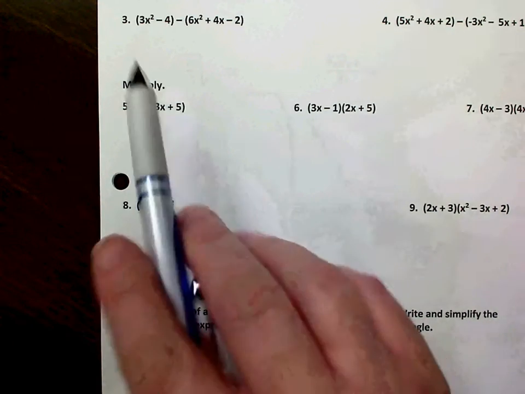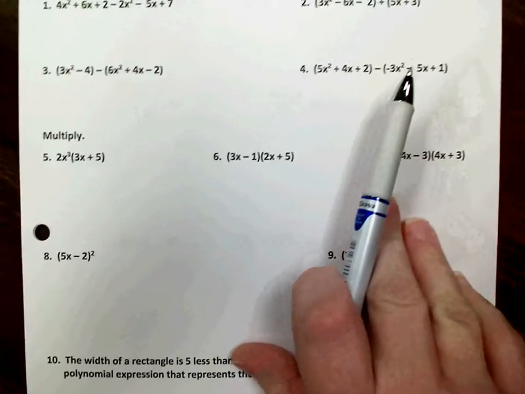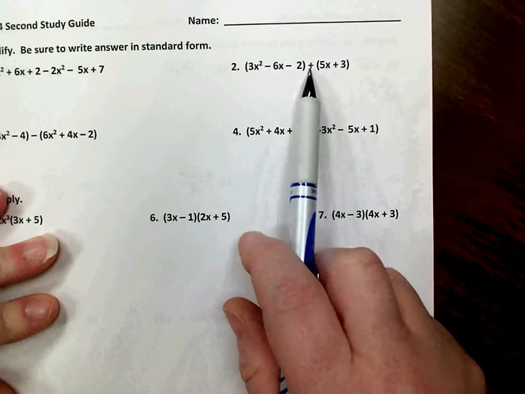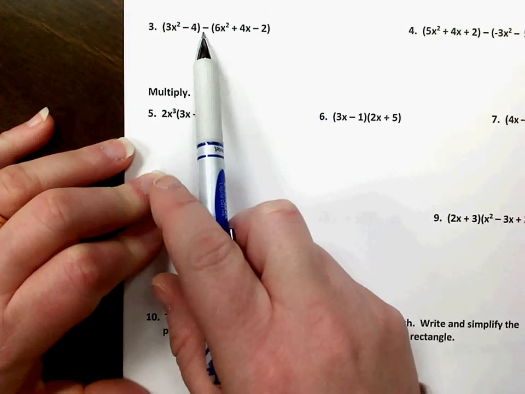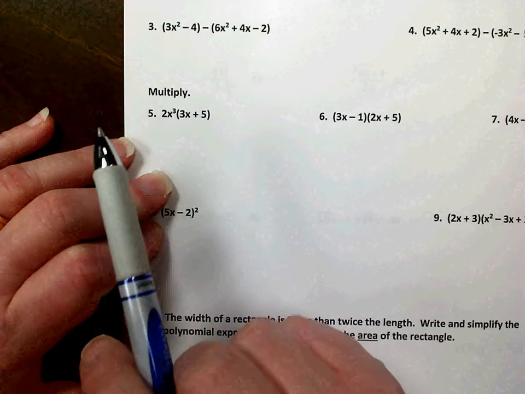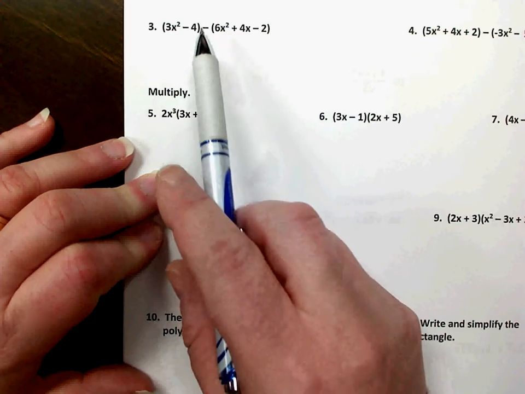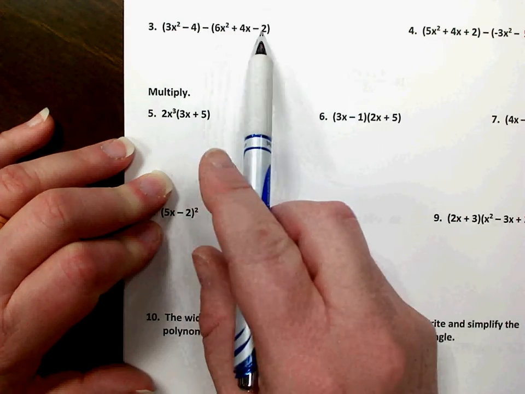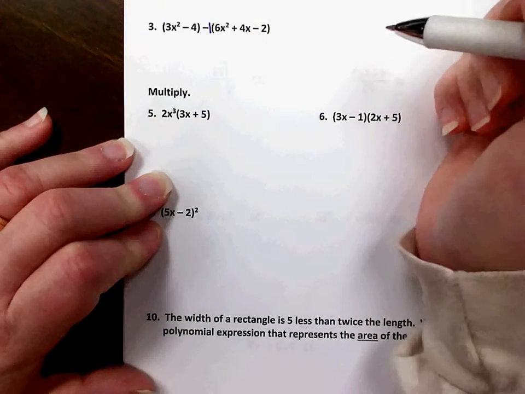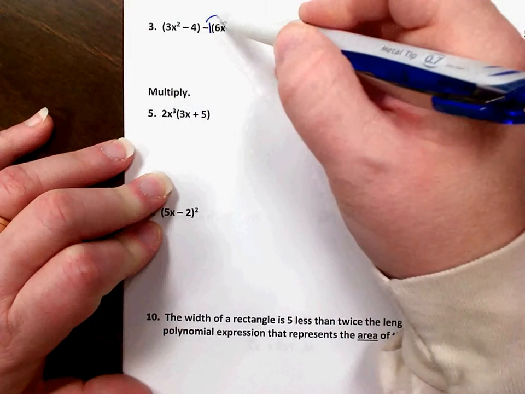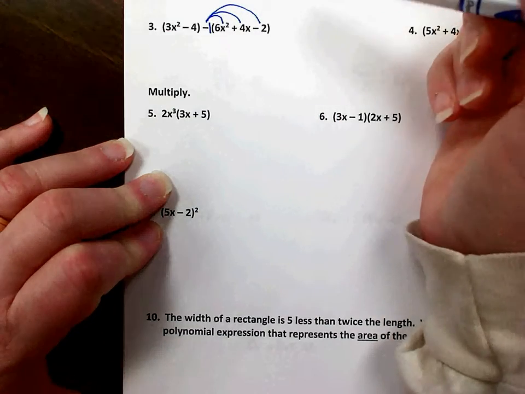On number 3, I have parentheses again, just like I did in number 2. The difference is on number 2, we had addition, and this time we have subtraction. So the addition didn't change the terms in the second parentheses at all because you were just distributing a positive 1. But subtraction does change the terms in the second parentheses because subtraction is the same as having a negative 1 outside. So when we distribute a negative 1 times each one of these terms, they will change signs only.